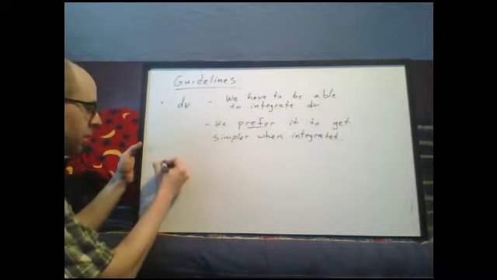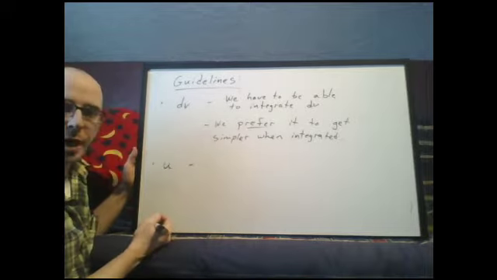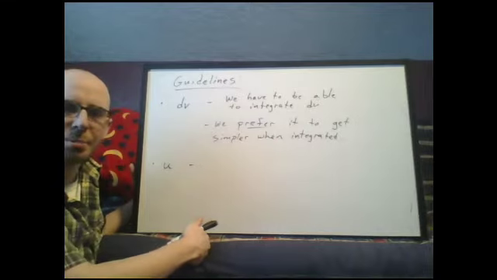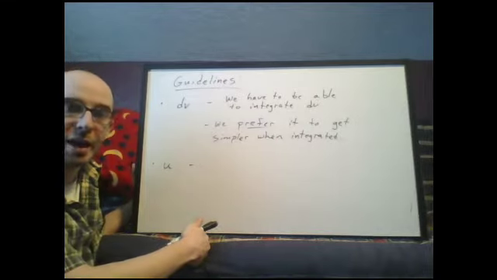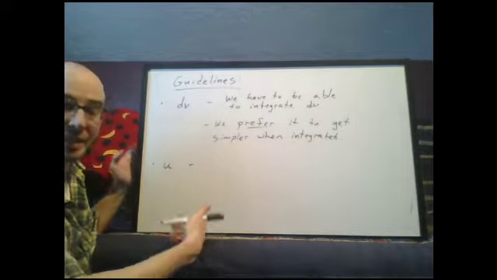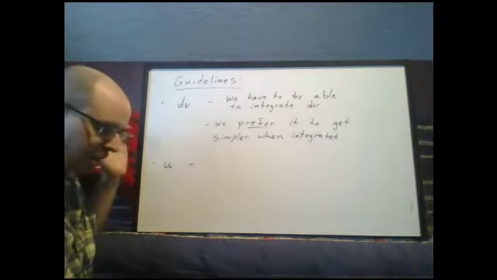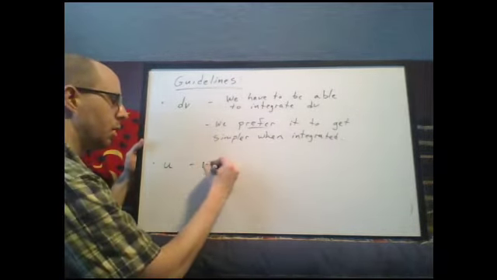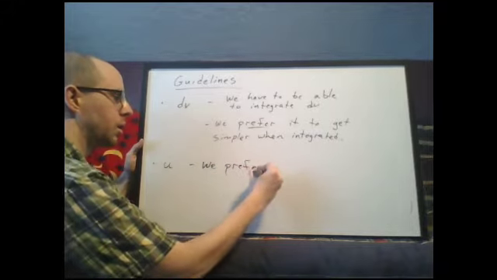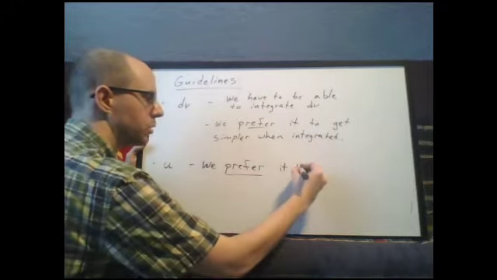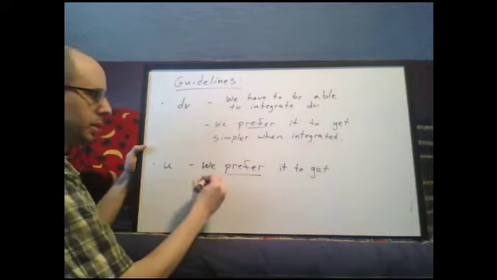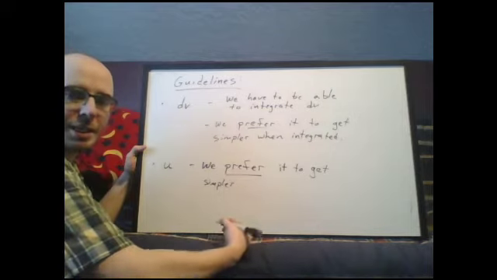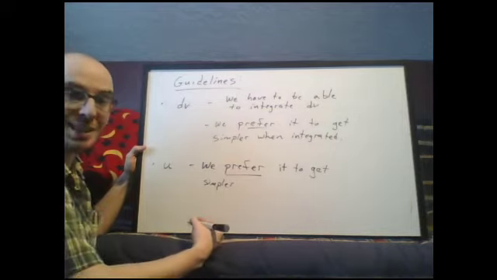Okay, so then on the u side of things, we have to be able to take its derivative. That's not really a problem. Any of the basic functions we know have a derivative formula. So that's not really a consideration for the kinds of examples we look at, but we prefer it to get simpler when we take its derivative. So if I have u, I need to figure out what du is. I want du to hopefully be simpler than u was, or at least not worse.